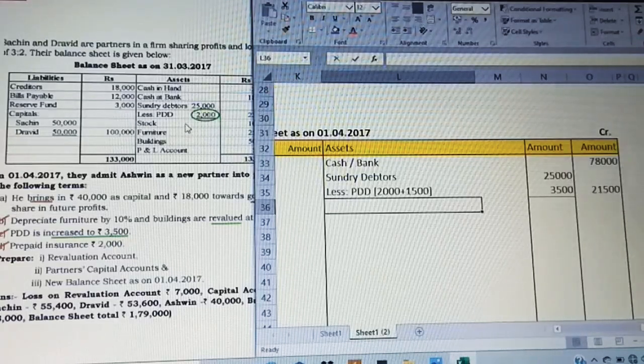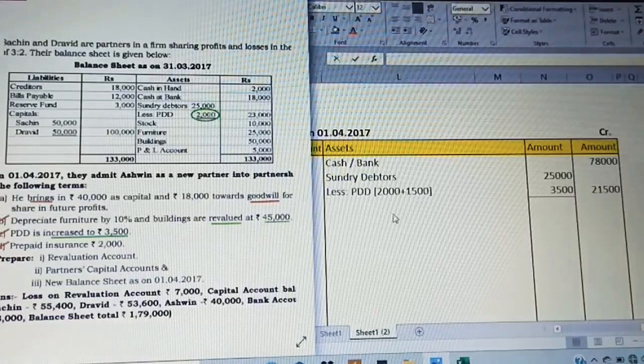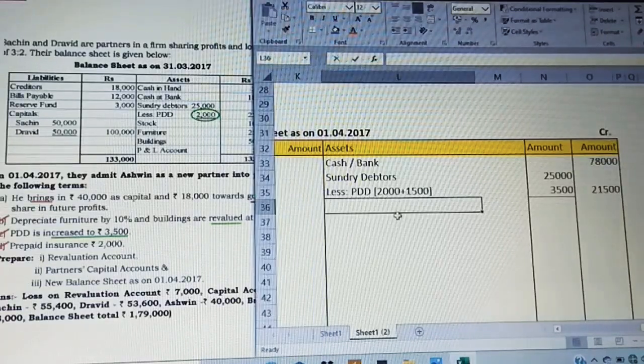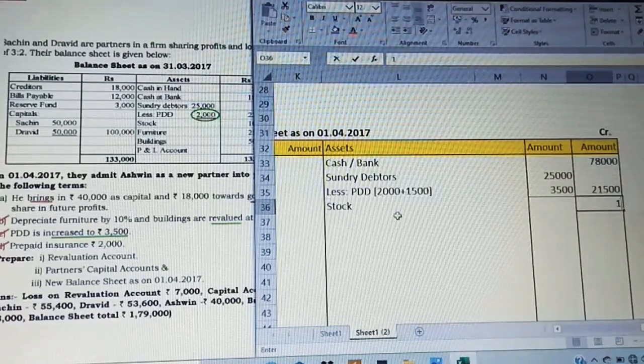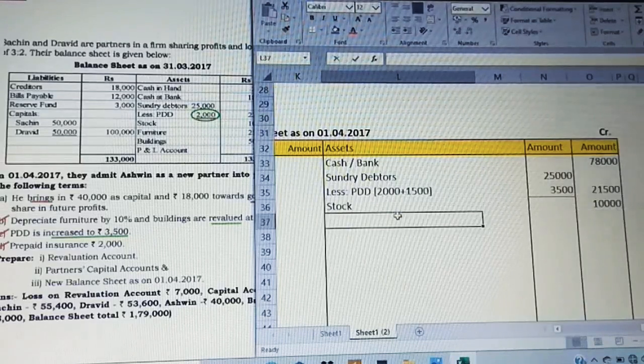Next, moving on to the next item, stock. Stock value is given as 10,000. For the stock we have no adjustment, so take it directly to the outer column. No adjustment, take the value directly, 10,000. I have taken it.